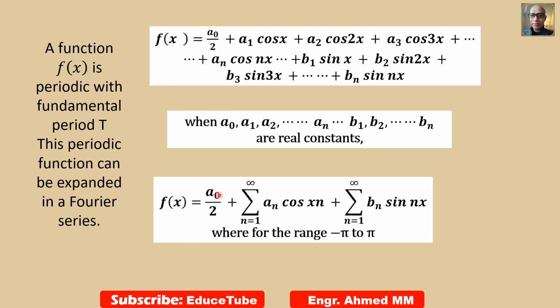So this equation can be written like this also, because this is a0 by 2 as it is, and this up to this cos nx an can be written as summation n equal to 1 to infinity an cos nx, plus from here to here b1 sin x to bn sin nx, we can write as summation n equal to 1 to infinity bn sin nx, where for the range I have written here minus pi to pi, or it can be written as 0 to 2 pi. We can consider 0 to 2 pi also here.